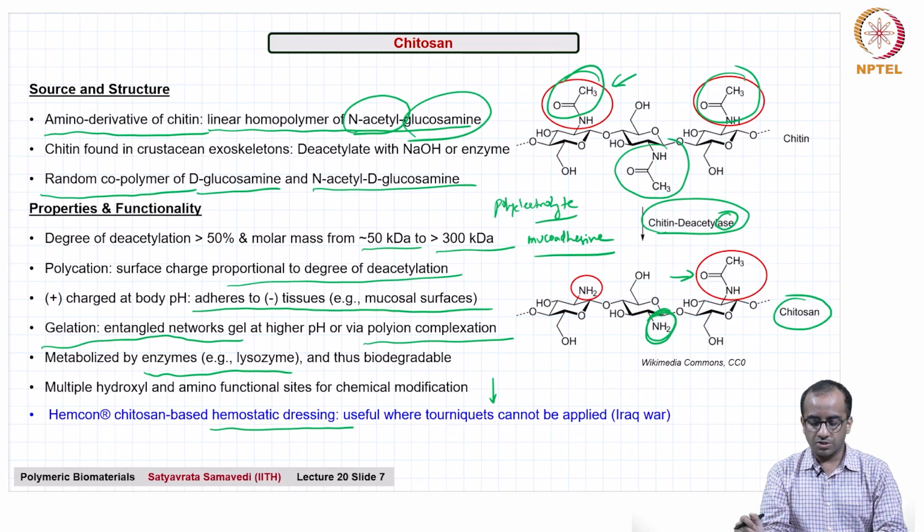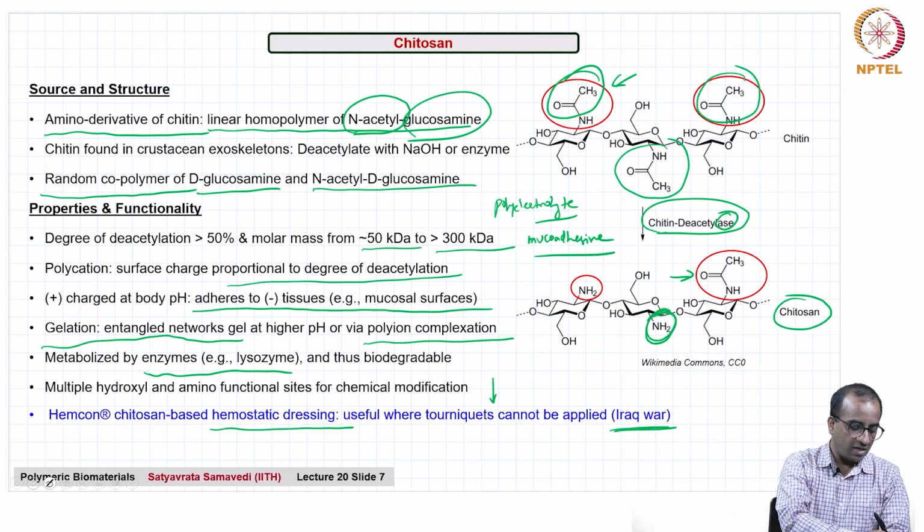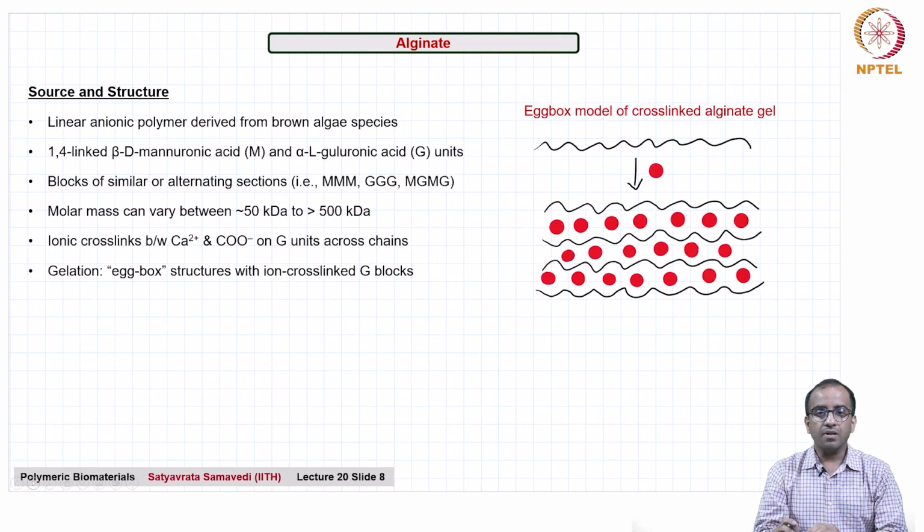HemCon, for example, was quite popularly employed in the Iraq war for stopping bleeding, and the ability of chitosan to stop bleeding and immediately clot and be used as a hemostatic dressing can be directly linked to charge. So that's the connection that you want to make. Likewise, we can now look at another polymer that's negatively charged, namely alginate, which is also a polyelectrolyte but a polyanion.